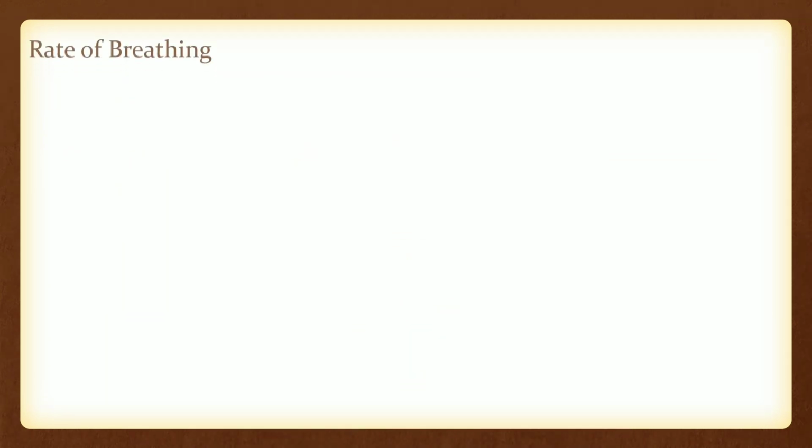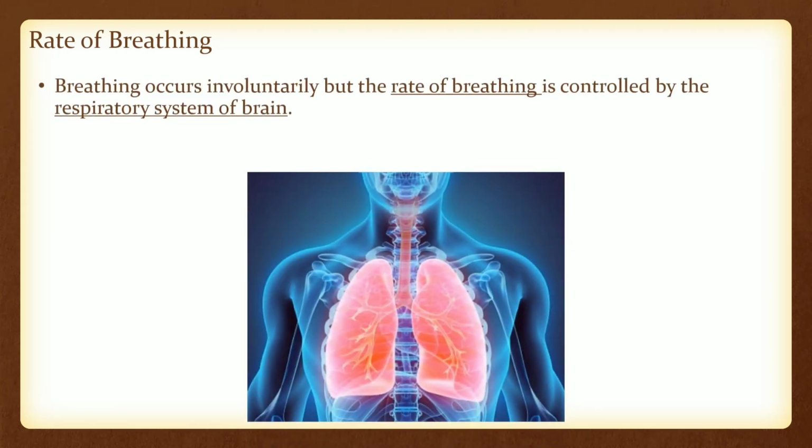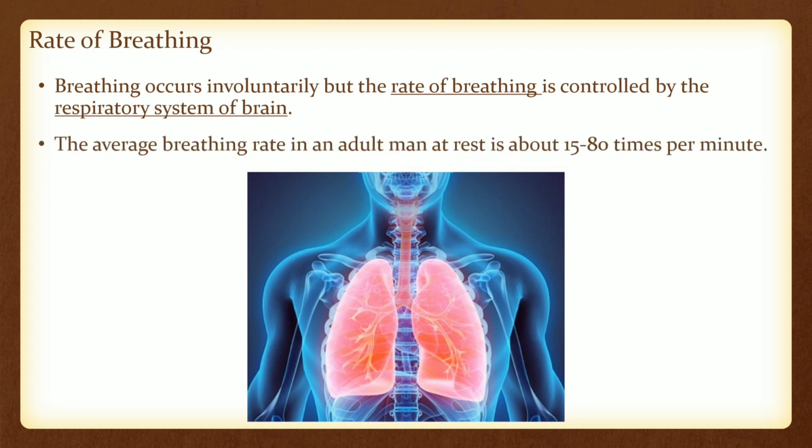Next, rate of breathing. Breathing occurs involuntarily, but the rate of breathing is controlled by the respiratory center of the brain. The average breathing rate in an adult man at rest is about 15 to 18 times per minute.